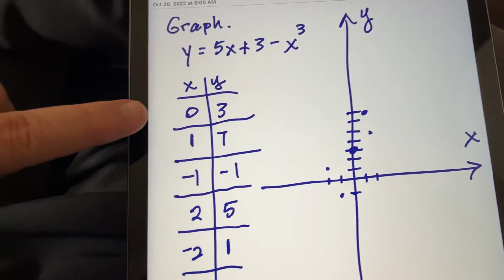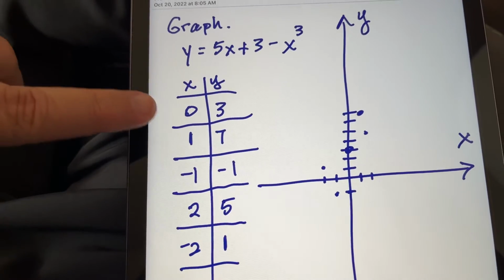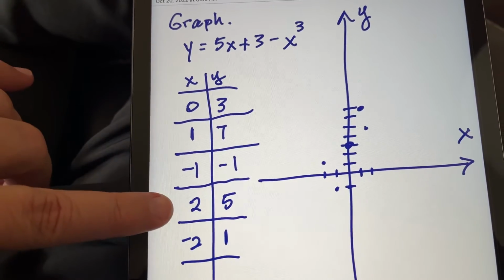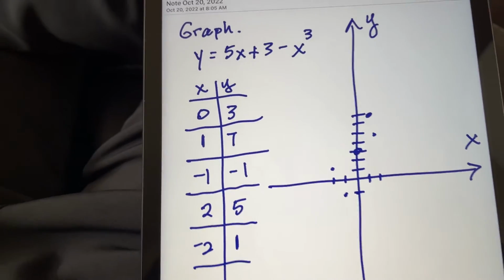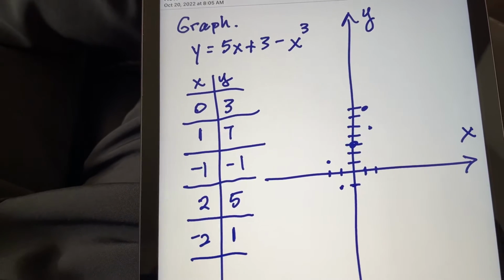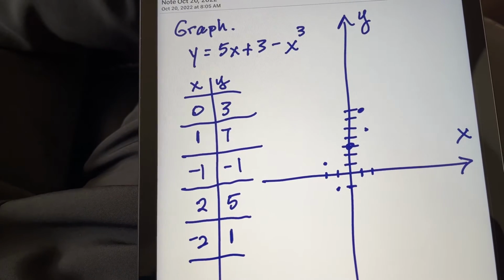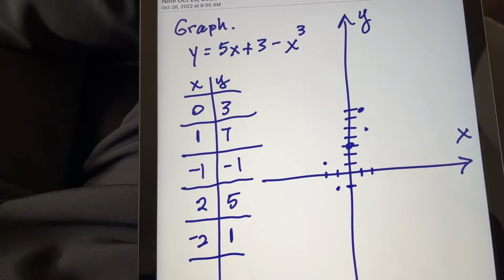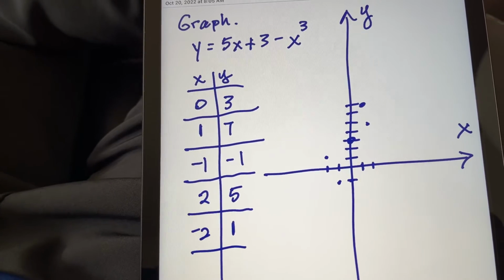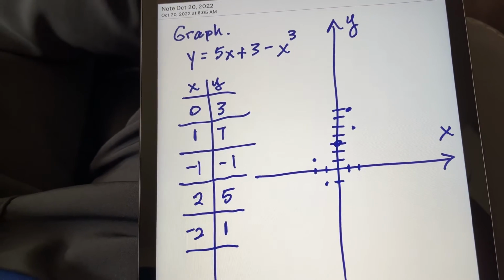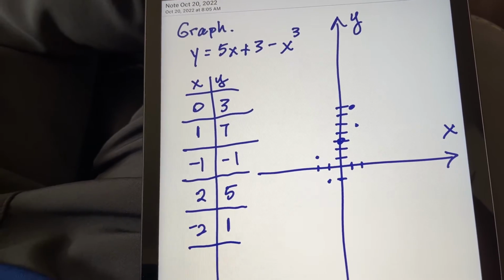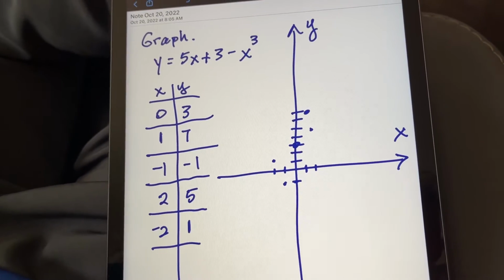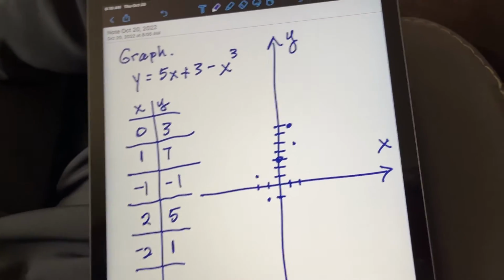I just picked some values here for x, and notice when I pick those, I do like to pick 0. I like to pick some positive numbers, and I also want to pick some negative numbers. I'm pretty partial to 0, 1, and 2, and -1 and -2. Of course, I could use 3 and -3 or larger numbers if I needed to. But generally, I don't like to use bigger numbers because then my y values are going to be huge or small, and then I have a hard time graphing it on the x and y axis.